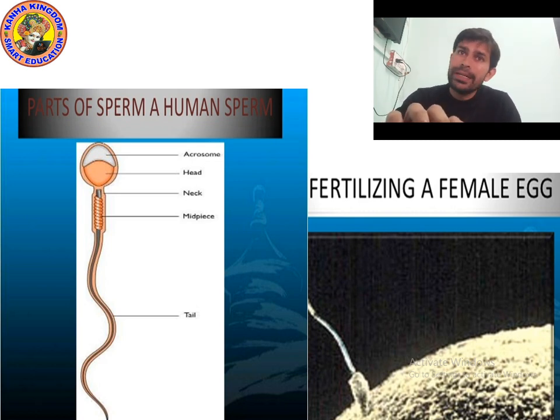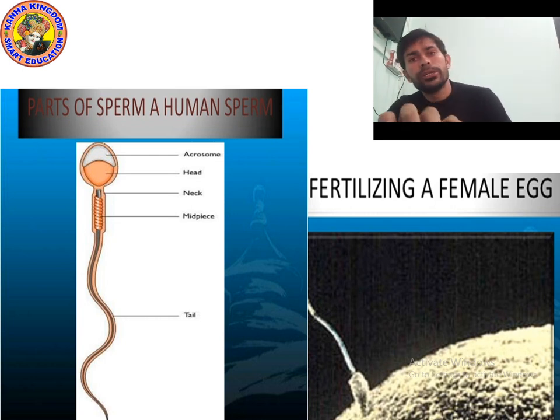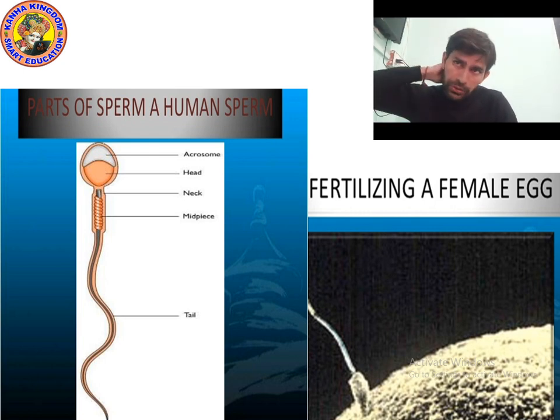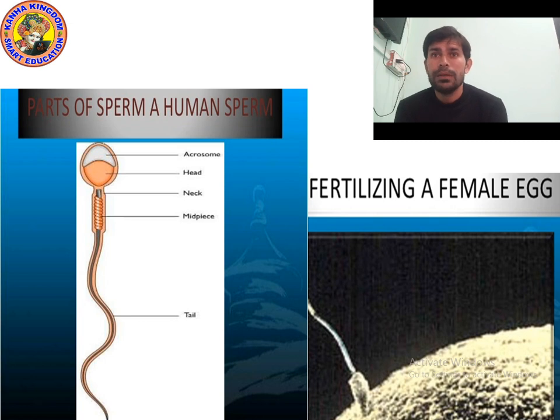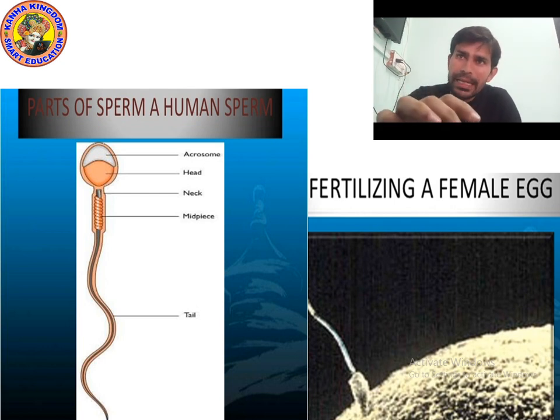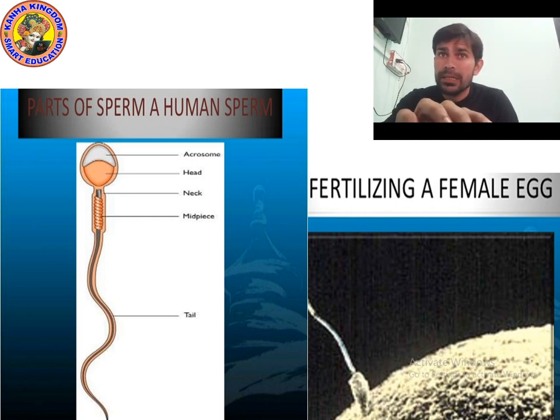When the male cell is involved with the female cell, they carry the process of reproduction ahead. You can see the picture of the female cell, or you can also call it the female egg, a white structure. When they meet each other, the fertilization process occurs, because of the human sperm and female egg. So now let's study and find out the meaning of fertilization.